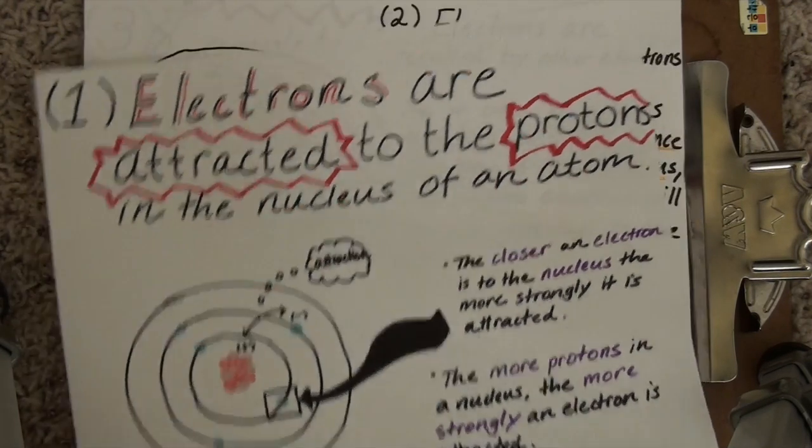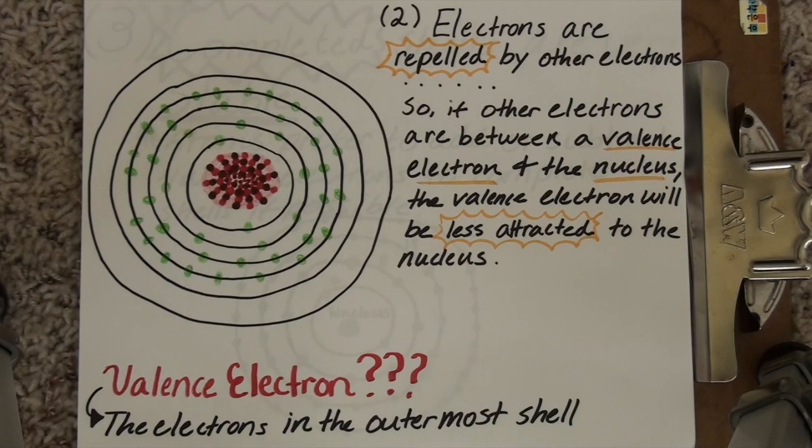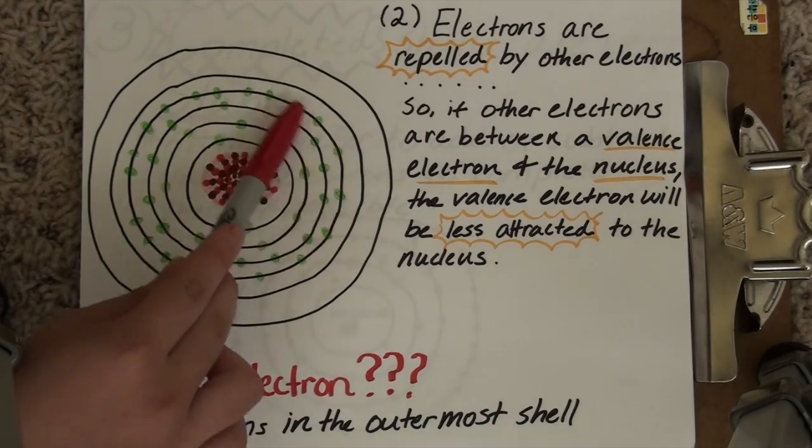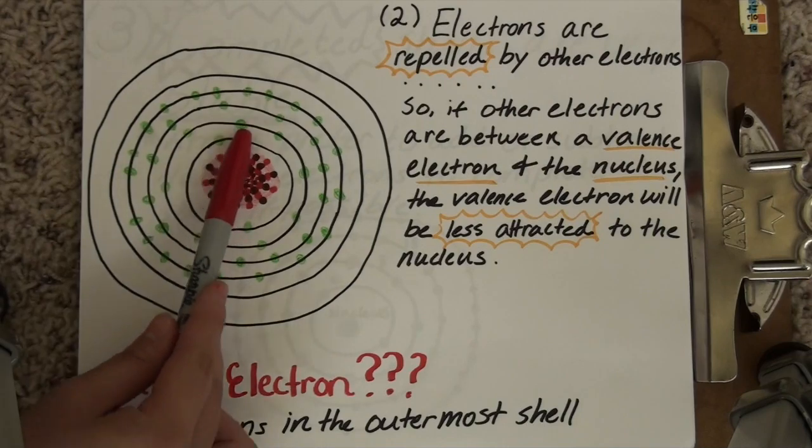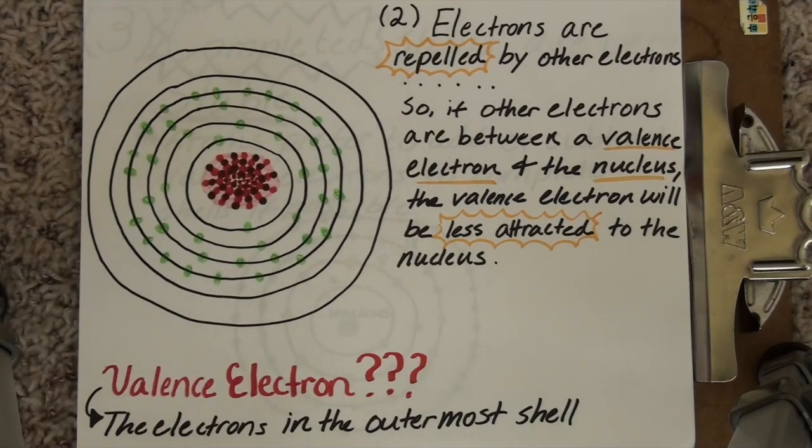Rule number 2. Electrons are repelled by other electrons in an atom. So if other electrons are between a valence electron and the nucleus, the valence electron will be less attracted to the nucleus. That's called shielding. You might be wondering what valence electrons are. They are the electrons in the outermost shell. So when we say shielding, this is the nucleus, this is the valence electron. The electrons between these two, that is what shielding is. The more shielding you have, the less attraction there is.